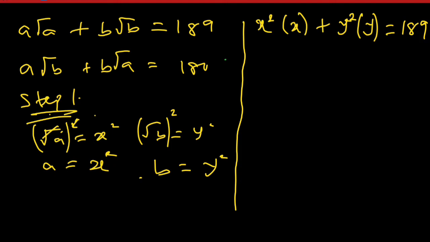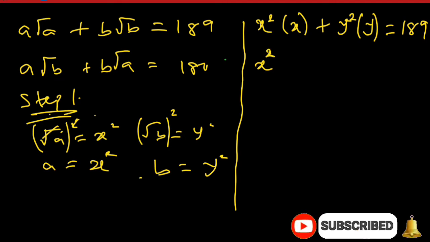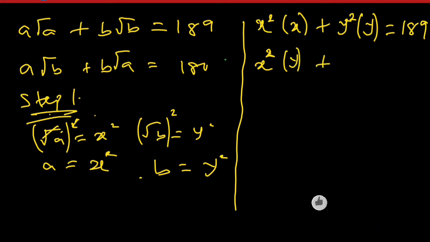For the second equation, my a is x squared, my root b is y, plus my b which is y squared, and my root a is x, and everything equals 180. Now I've been able to substitute by replacing the alphabets in terms of x and y, which gives rise to a quadratic simultaneous equation. Now how do we solve this from here?